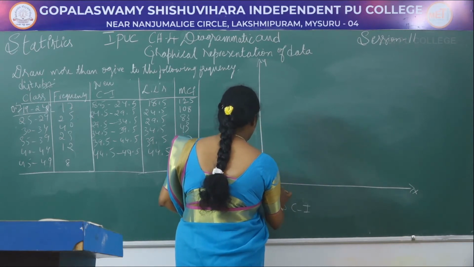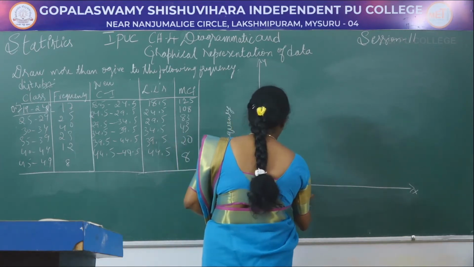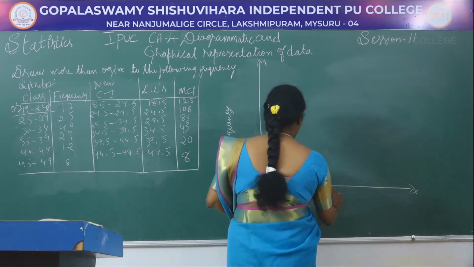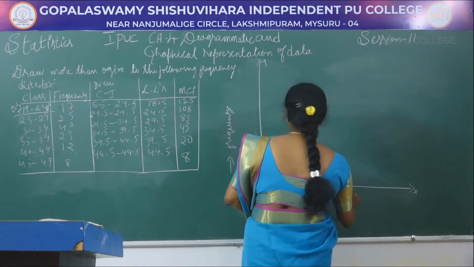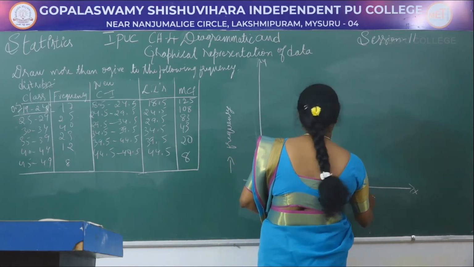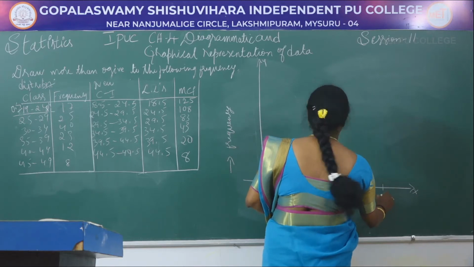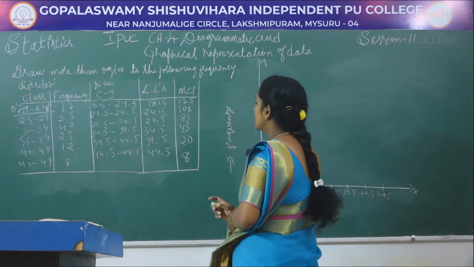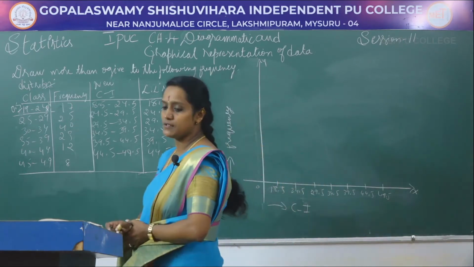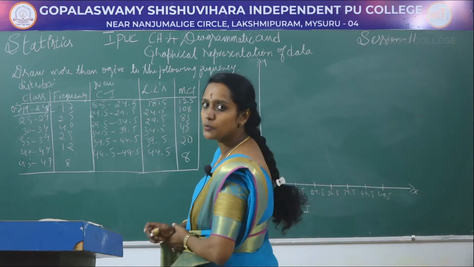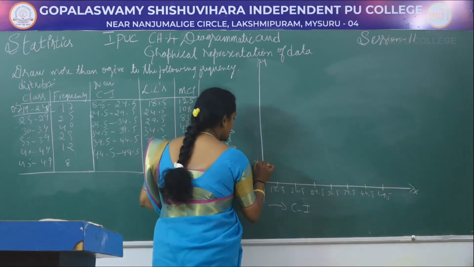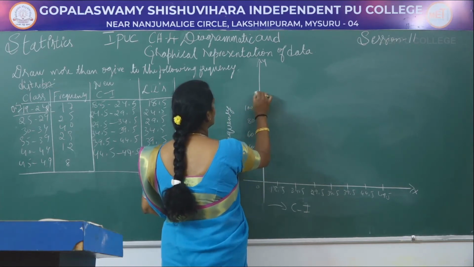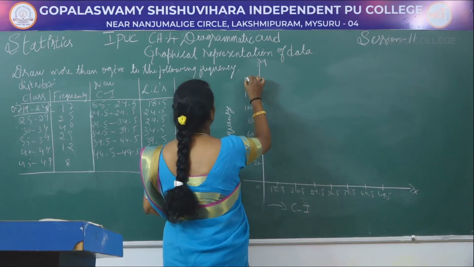18.5, next 24.5, 29.5, 34.5, 39.5, 44.5, 49.5. For this y-axis, the lowest is 8 and the highest is 125. Let's take 0, 20, 40 like that. It is 20, 40, 60, 80, 100, 120, 140.